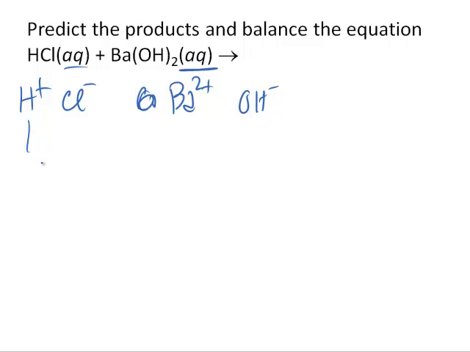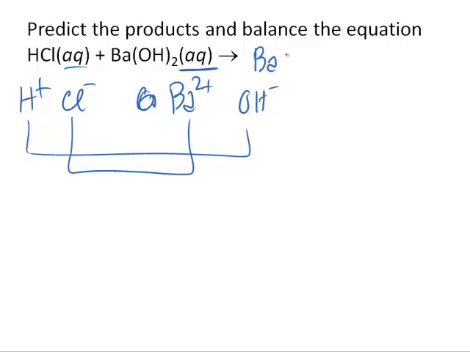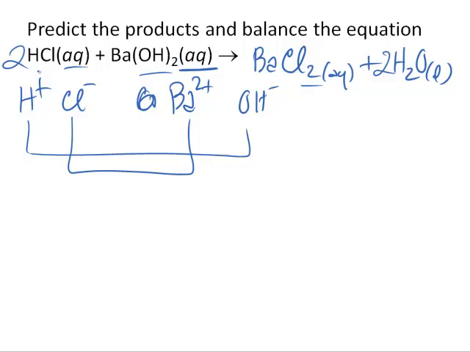So if we have H plus and OH minus reacting and Cl minus and Ba2 plus reacting, we will get barium chloride and water, liquid, aqueous, aqueous, and then we'll just need to balance it. Because of the 2 hydroxides, we're going to need a 2 here, and because of the 2 Cls, we're going to need a 2 here. And that's our balanced chemical equation that predicts the products from an acid-base neutralization reaction.